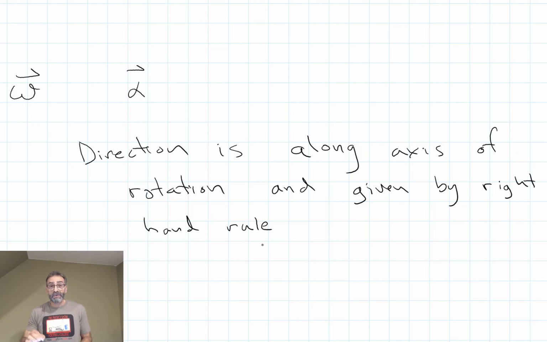And the same rules apply to omega and alpha that apply to v and a. When omega and alpha point in the same direction, doesn't matter whether it's positive or negative, when they point in the same direction, the speed is increasing. And when they point in opposite directions, the speed is decreasing.